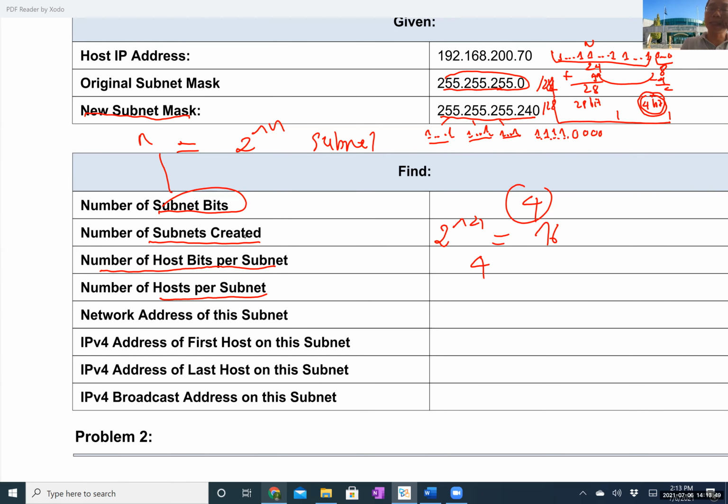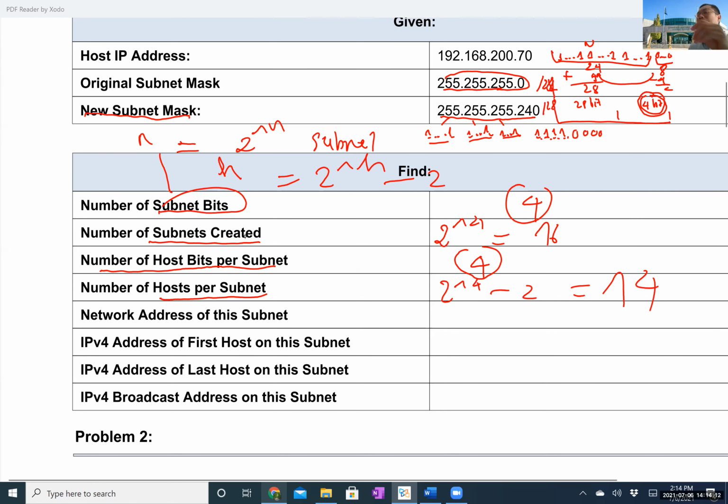So the second formula is that if you have 8 bits in the host portion, in total you have 2 raised to the power of 8 minus 2. You have to minus 1 for the network address, and minus 1 for the broadcast. That's why you minus 2. So for this one, you have 4 host bits, so in total you have 2 raised to the power of 4 minus 2. 16 minus 2, you have 14 here, right? So now the original network can be broken down into 16 subnets, and each of them supports 14 usable addresses.